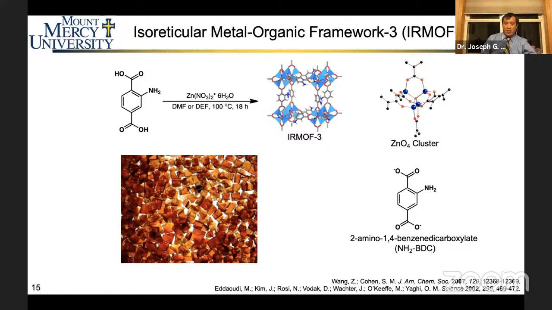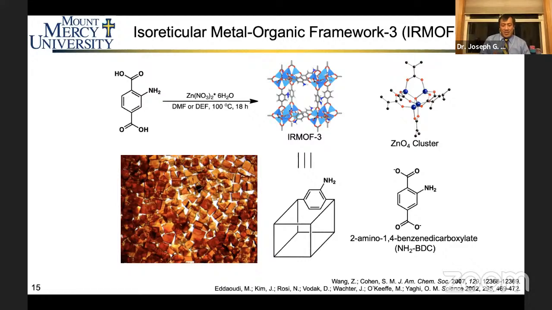And so what Yaghi's group had done, as part of their IRMOF series, is they had one with an amine right here. And so they created this MOF, again, the same zinc oxide cluster with the same benzene dicarboxylate ligand, but now it has that amino group attached, and we can try to utilize that to do some reactions. For the rest of this talk, I'm going to represent this IRMOF, this crystal structure, as kind of this cubic structure. Even though there are many amines on this cube, we're only going to show one for simplicity's sake. And so whenever I use other MOFs, it's going to be just the bare bones, showing just one amine group for simplicity's sake.